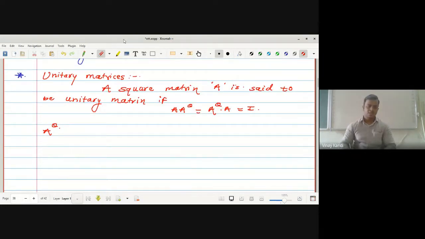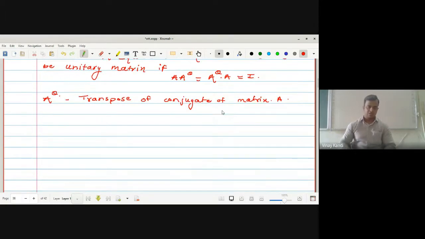What is A theta? A theta is nothing but the transpose of the conjugate of matrix A. So this is the definition of a unitary matrix.